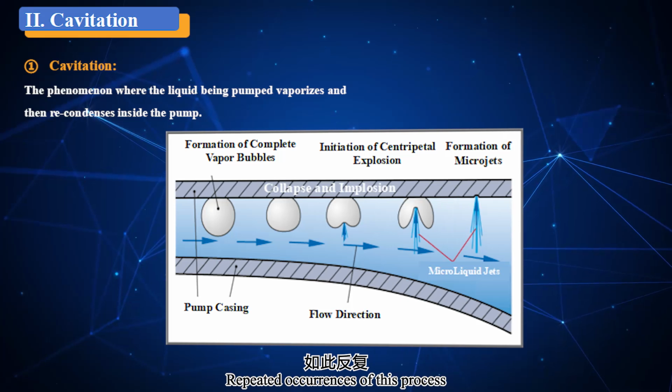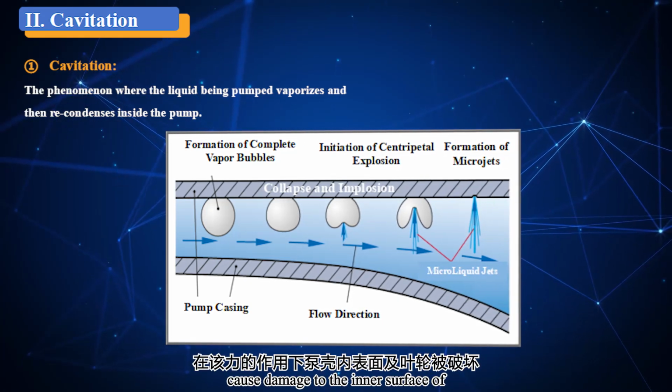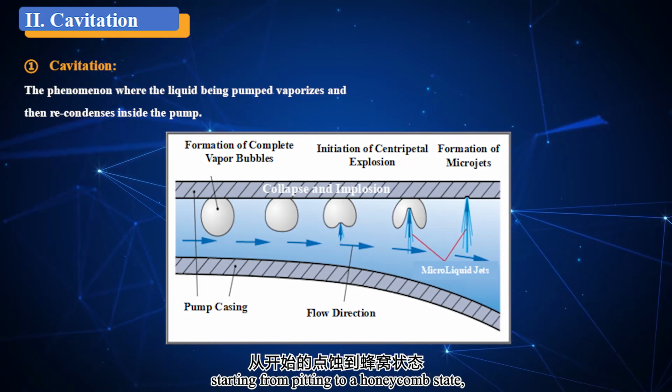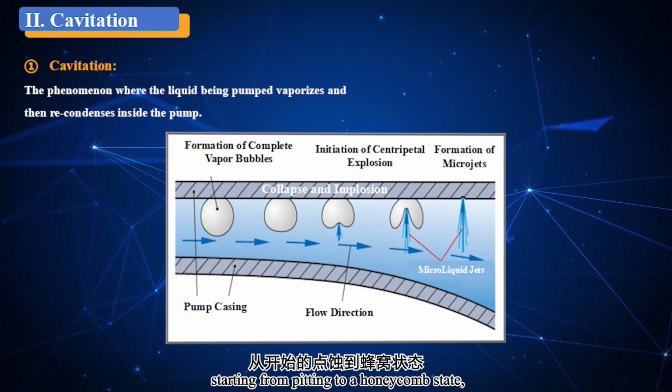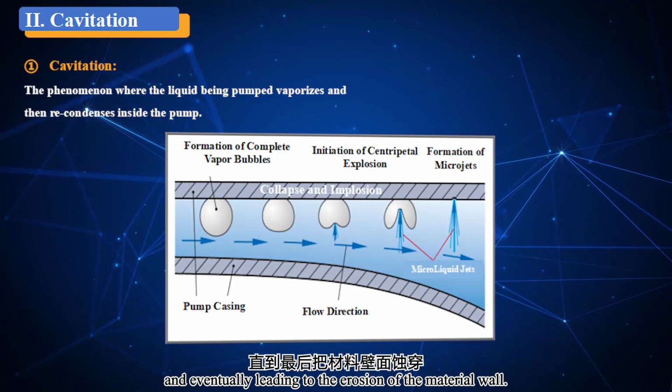The liquid rushes into these cavities at extremely high velocity and continues forward, generating tremendous impact forces. Repeated occurrences of this process cause damage to the inner surface of the pump, casing, and the impeller, starting from pitting to a honeycomb state, and eventually leading to the erosion of the material wall.